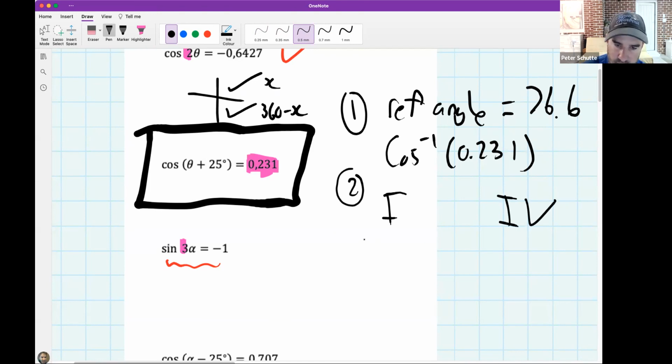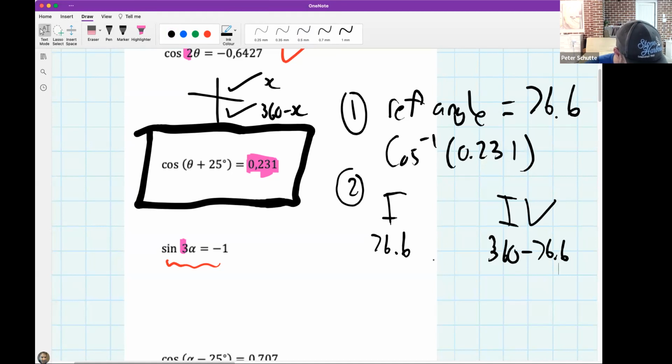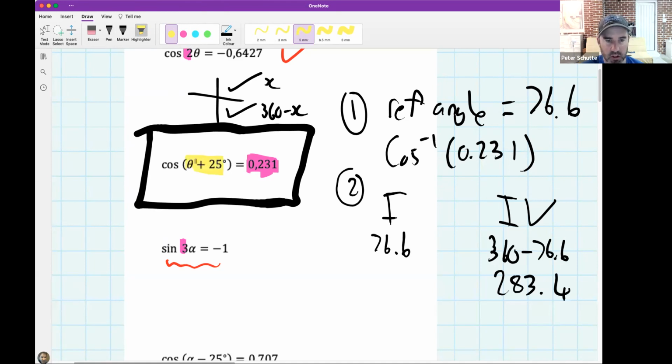And so the answer would be 76.6, or in quadrant 4, it's going to be 360 minus 76.6, which is 283.4. Now, you may be asking yourself, I haven't used the 25 at all yet. Where does that come in, and where does the general solution come in?